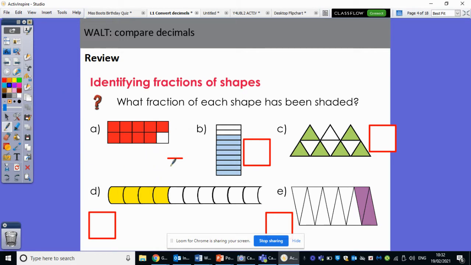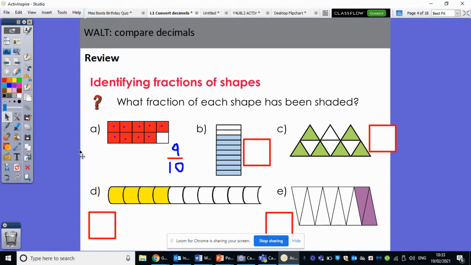So if we look at A, to work out this bottom number, which is called the denominator, we need to count how many sections there are overall. 1, 2, 3, 4, 5, 6, 7, 8, 9, 10. So that's going to become our denominator. Then, to work out what the numerator is, we just have to write down how many parts have been shaded or colored in red. Let's count those. 1, 2, 3, 4, 5, 6, 7, 8, 9. So the answer would be 9/10 of this shape has been shaded.